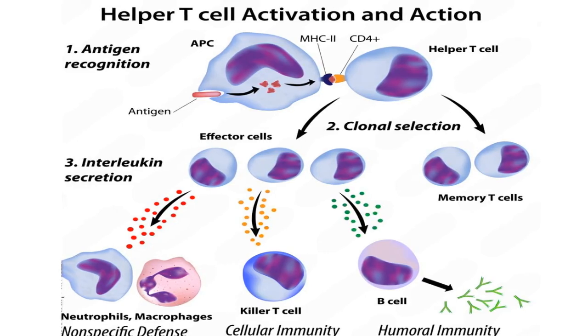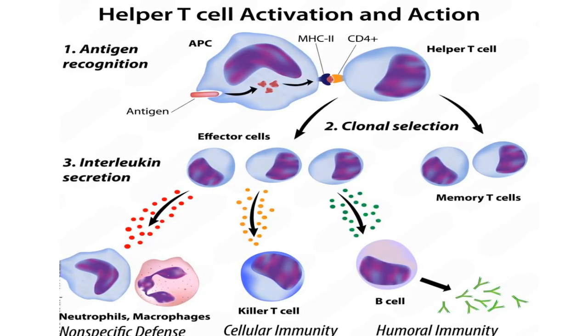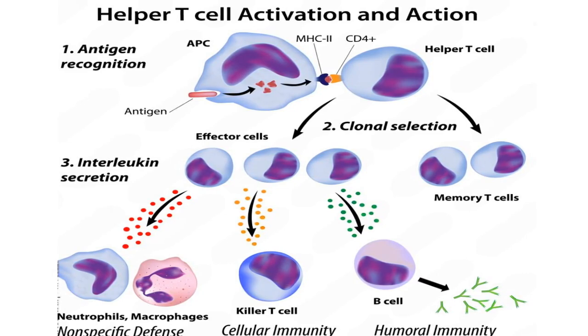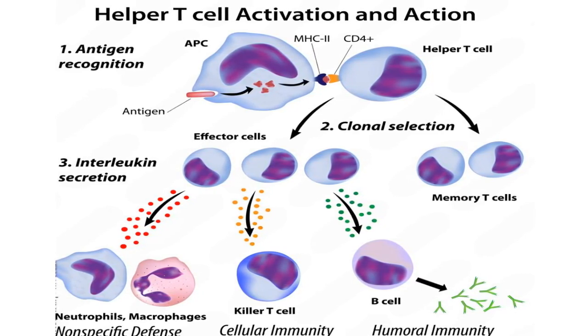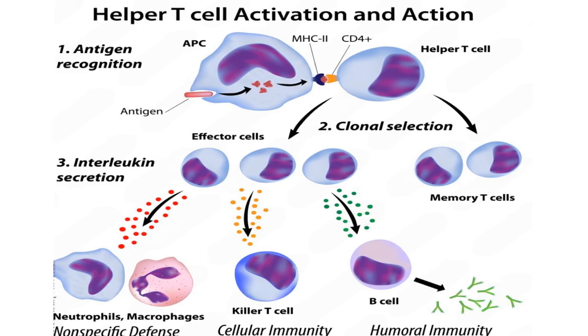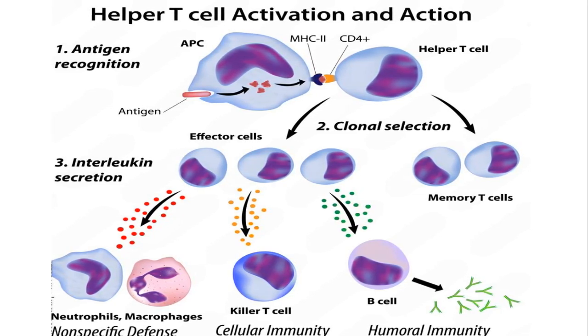Upon entry, antigen-presenting cells, such as macrophages and dendritic cells, engulf and process these antigens. The processed antigens are then displayed on the surface of APCs via MHC class II molecules, which interact with helper T cells to initiate a specific immune response.